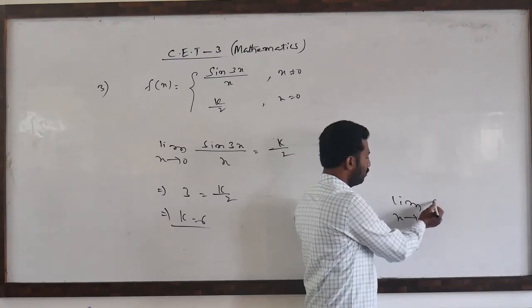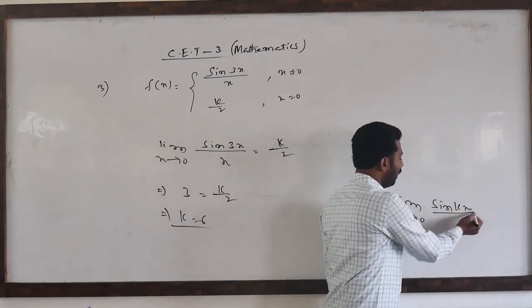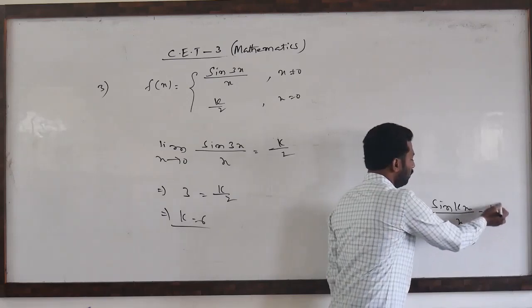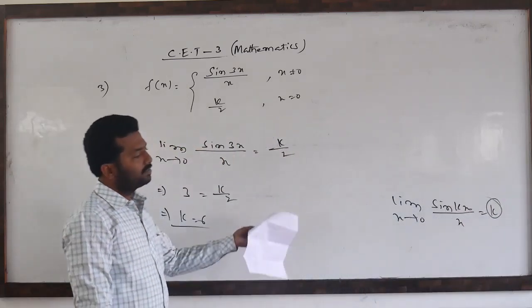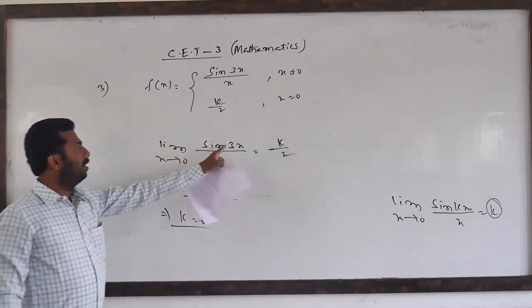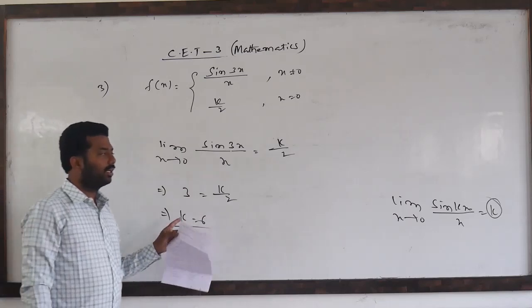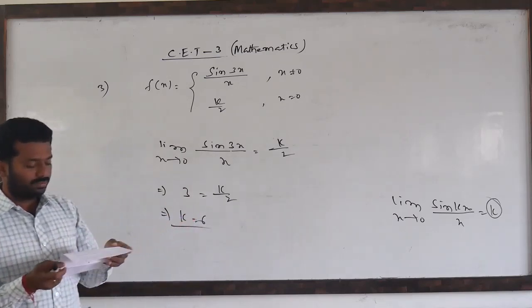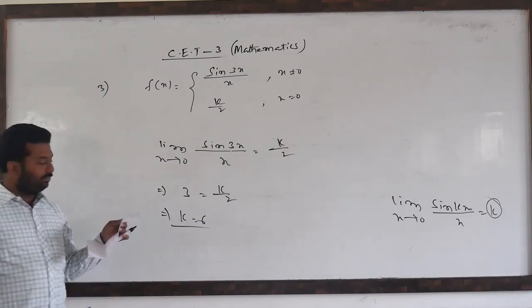The limit as x tends to 0 of sin of kx divided by x is nothing but k. Whatever the x coefficient is, k, 10, m or 3, that value will come. So on the right side, k by 2 as it is, we are writing, that is k equals 6. Next, fourth question.